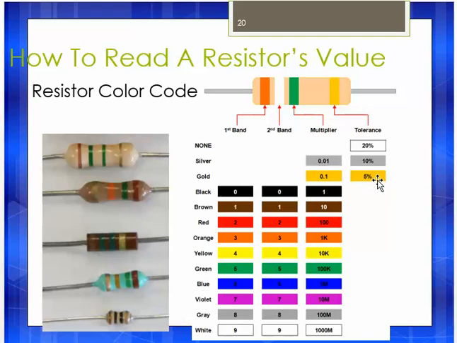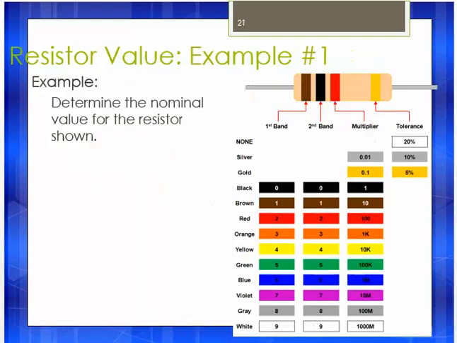This is a gold band, which would be very expensive. Silver is a little bit less expensive. And if they have no band, you can assume it to be a 20% tolerance, which means it could be plus or minus 20% of the value that you got a reading for. So let's go ahead and look at a few here.